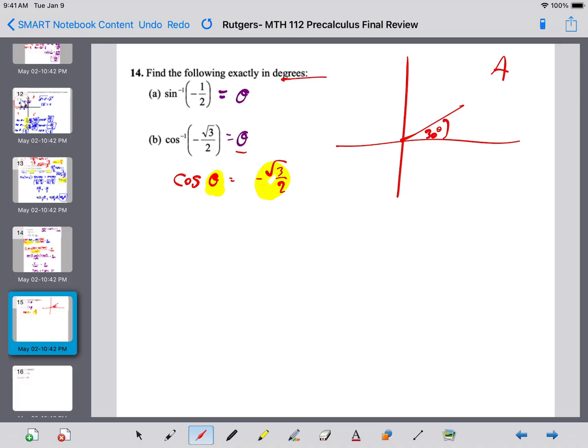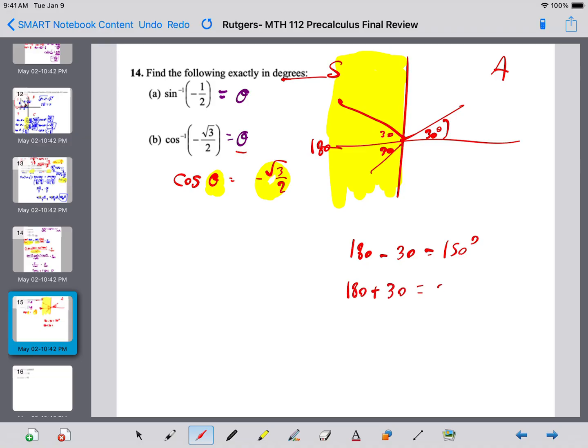But this is where cosine is positive. So we have to consider quadrant 2, and we have to consider quadrant 3. Not quadrant 4, because quadrant 4 is also where cosine is positive. So we have to consider 180 minus 30, because this is 180 right here, which is 150 degrees. And we could consider 180 plus 30, which is 210 degrees.